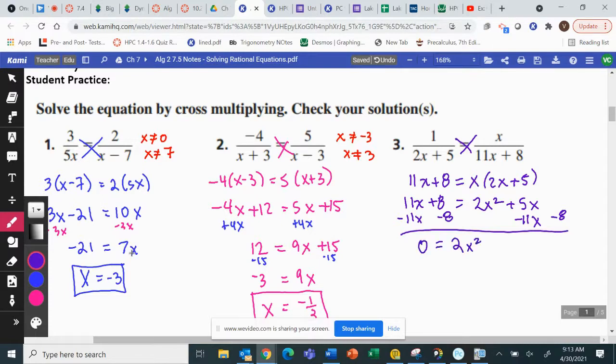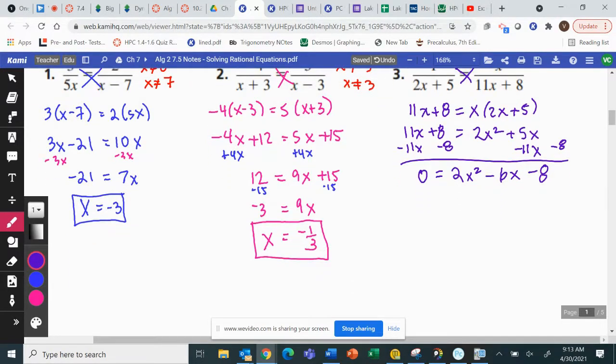So I get 2x squared minus 6x minus 8. When we have a quadratic equation, methods of solving could be factoring, quadratic formula, complete the square. I'm going to try factoring because I hope that it's factorable. Oh, there's a GCF. Ooh, that makes things easier. So GCF of 2. So then I'll have x squared minus 3x minus 4.